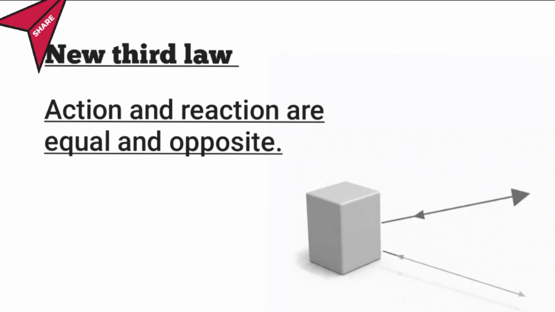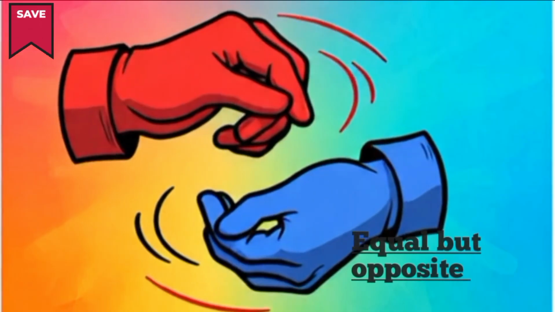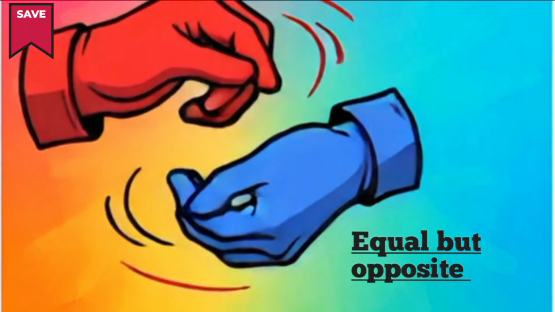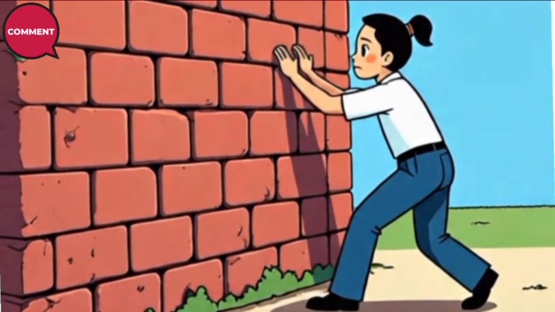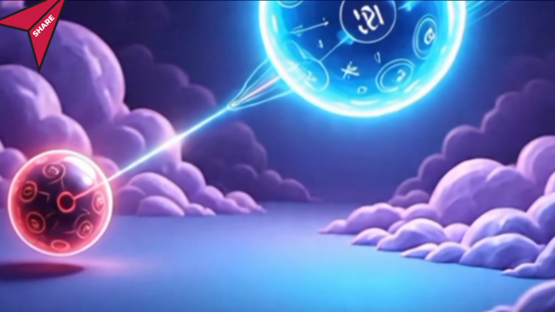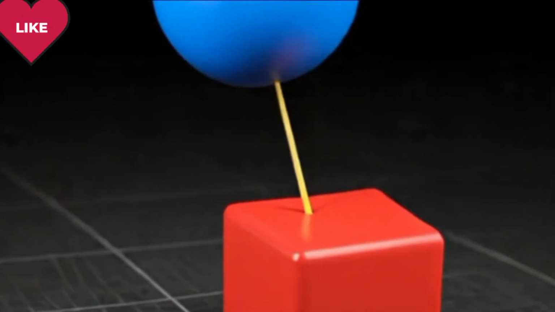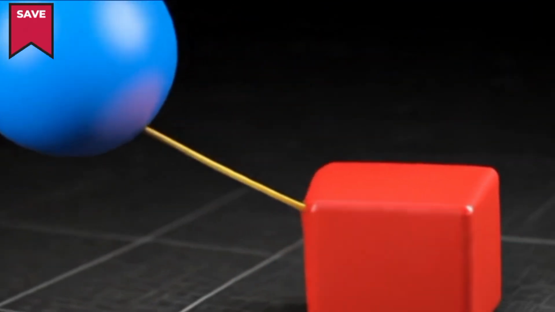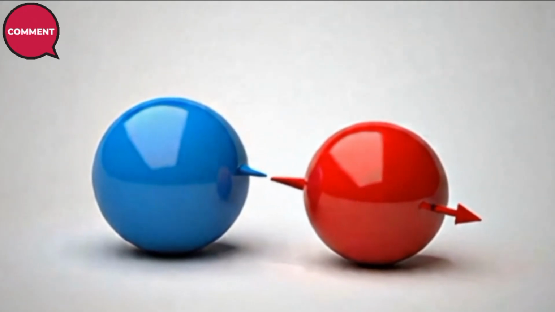Newton's third law states that every action has an equal and opposite reaction. When two objects interact, they apply forces to one another that are equal in magnitude and opposite in direction. This law applies to all interactions, from the recoil of a gun when fired to the thrust of a rocket taking off. For example, when you push on a wall, the wall pushes back on you with equal force.